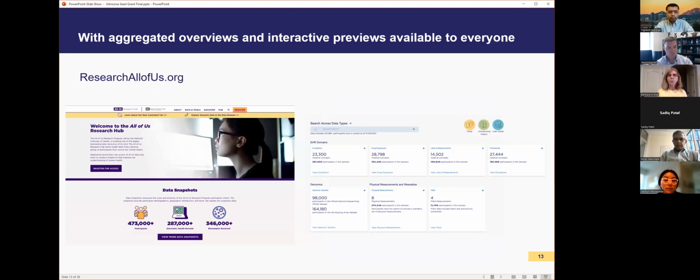When you go into the workbench, there are aggregated overviews, and you can do an interactive preview, which I spoke to briefly earlier. There's a simple element there to enter your key terms, such as your condition. I looked up sickle cell and could very quickly see the number of participants that had some kind of report related to sickle cell disease, and where the main domain sources for those data and participant numbers were. The next one.